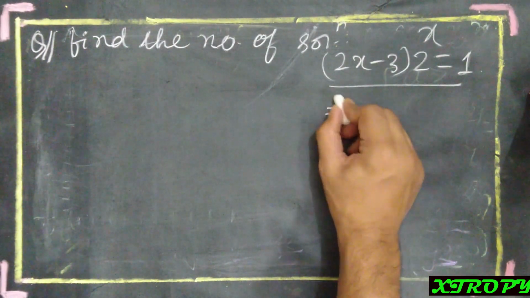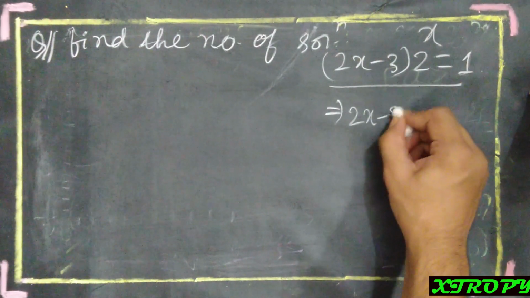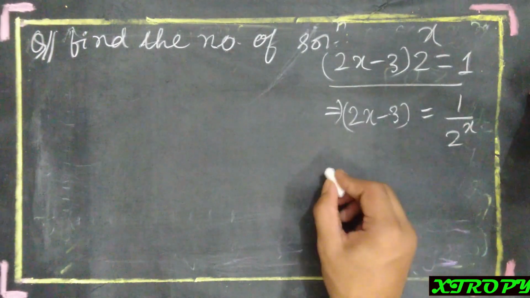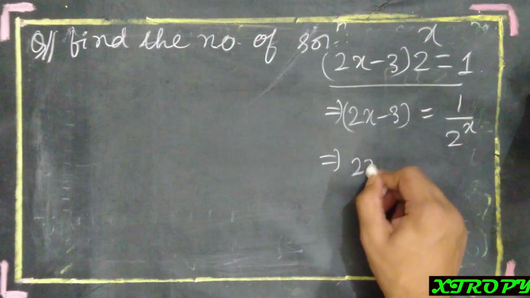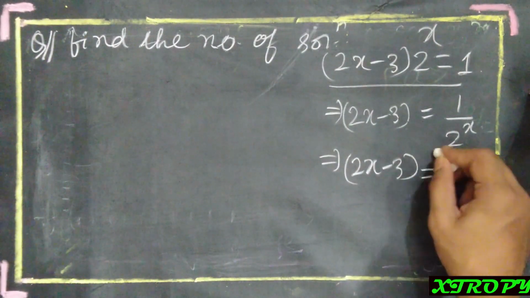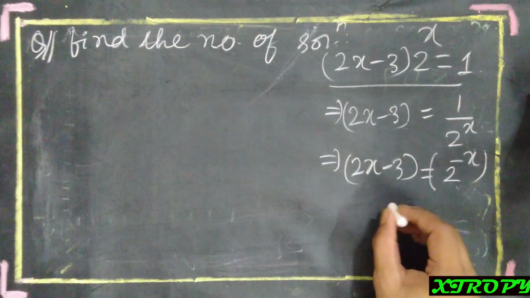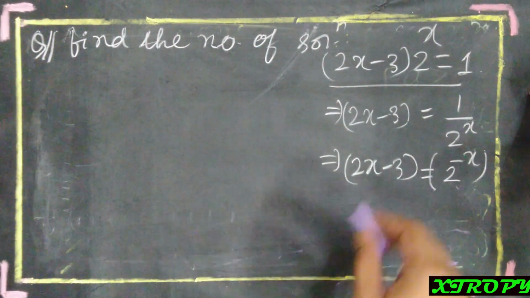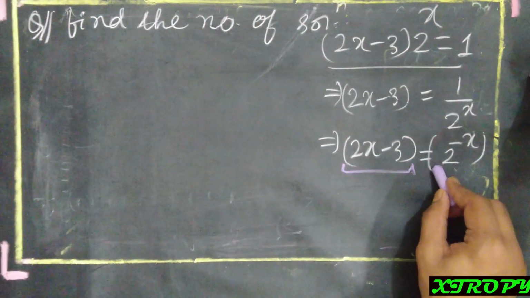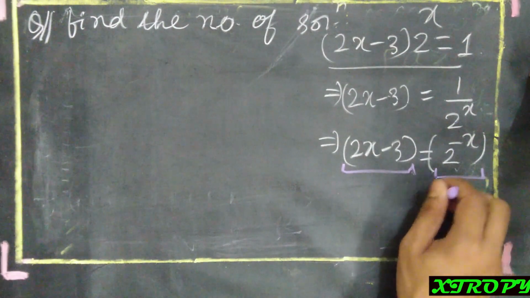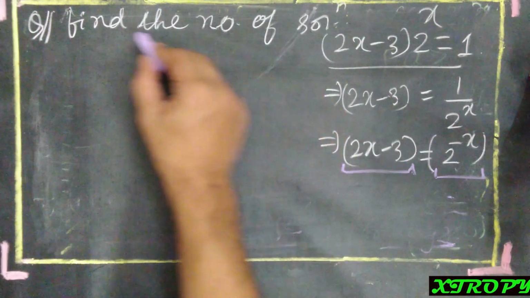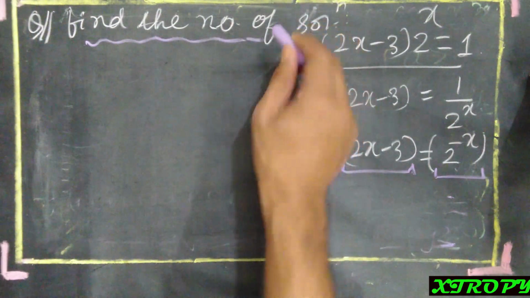You can rewrite this as 2x - 3 equals 1 by 2^x. Right. You can even modify it to 2x - 3 equals 2^(-x). So if we draw the graph of these two functions, that is the LHS, 2x - 3, which is a straight line, and the graph of the exponential function, and find how many times these two graphs cut each other, then we will get the answer of the question above.